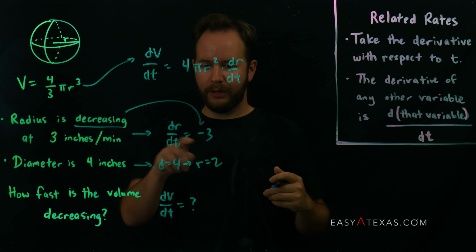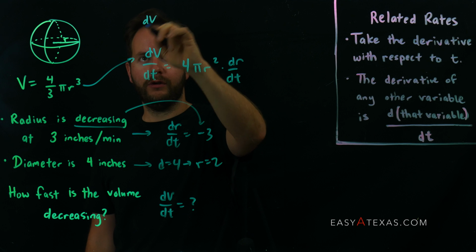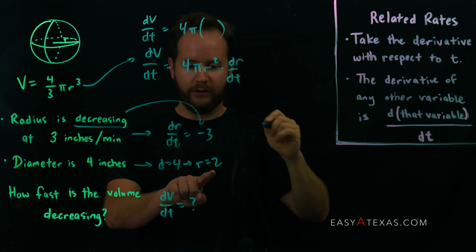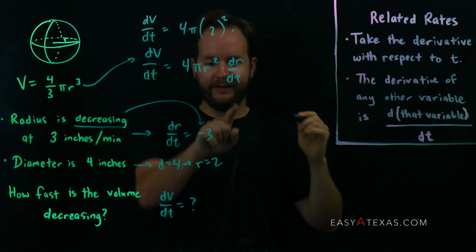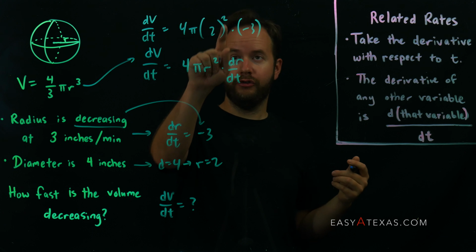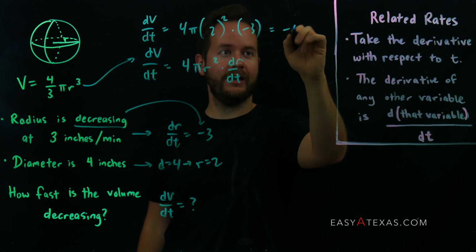We're going to plug in dr/dt equals -3. Let's go ahead and do this right above. dV/dt we don't know. After all, that's what we're trying to find. We know that r is 2, and we know that dr/dt is -3. And now that we have that, we just need to multiply this all out. 2 squared is 4, times 4 is 16, times -3 is -48 pi.